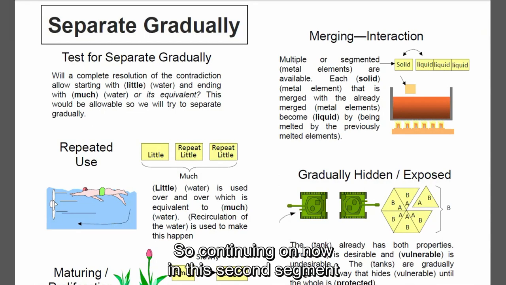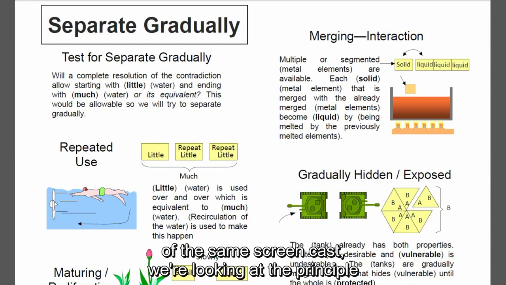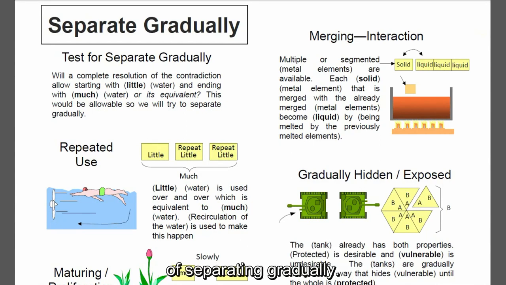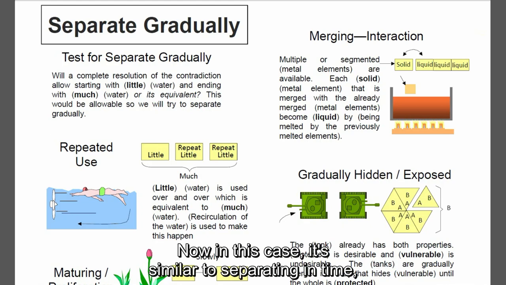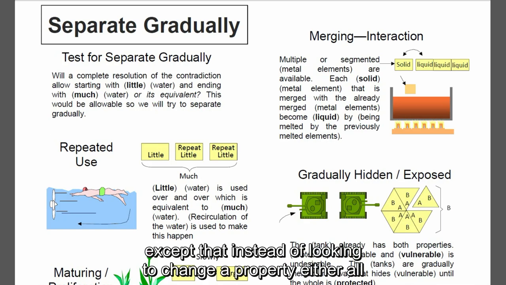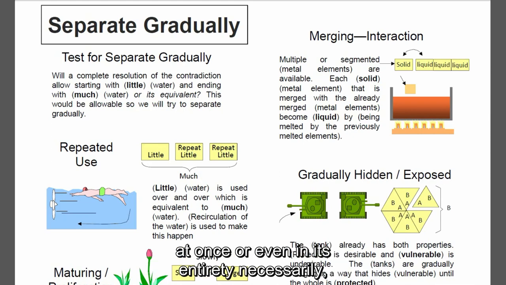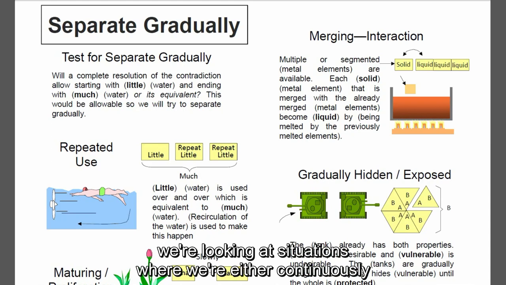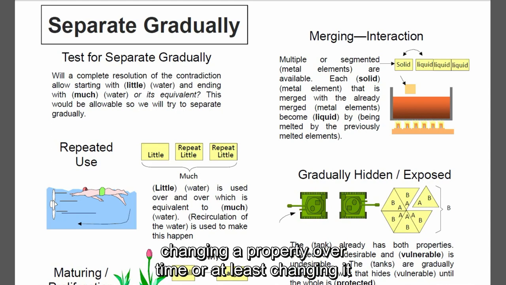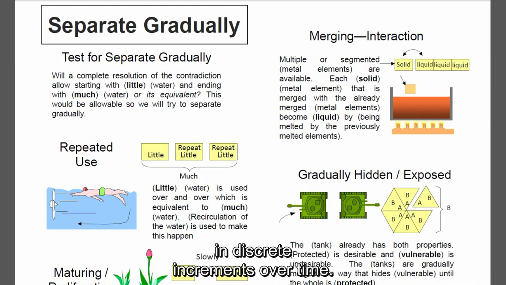So, continuing on now in this second segment of the same screencast, we're looking at the principle of separating gradually. Now, in this case, it's similar to separating in time, except that instead of looking to change a property either all at once or even in its entirety necessarily, we're looking at situations where we're either continuously changing a property over time or at least changing it in discrete increments over time.